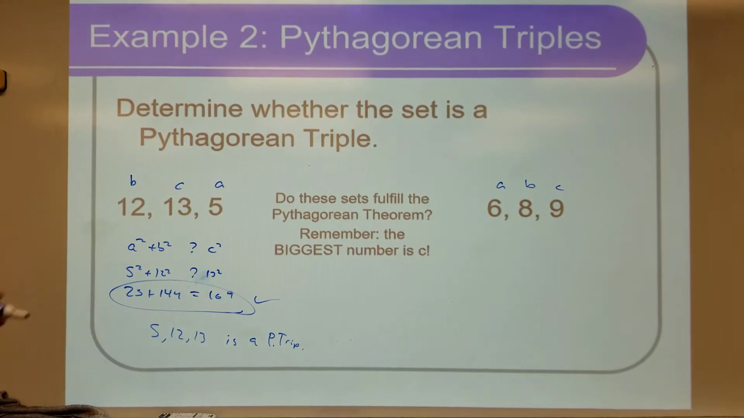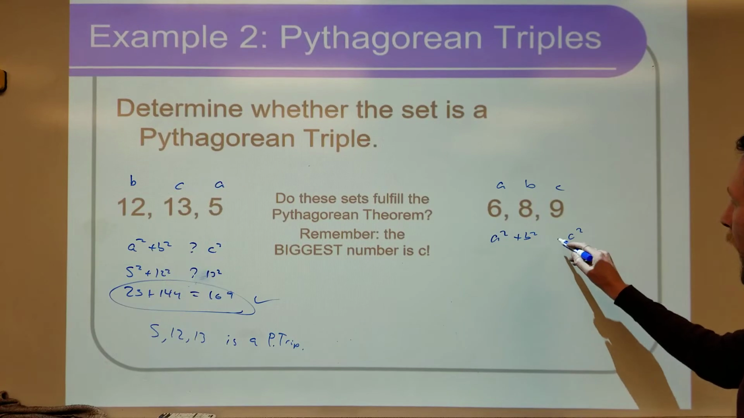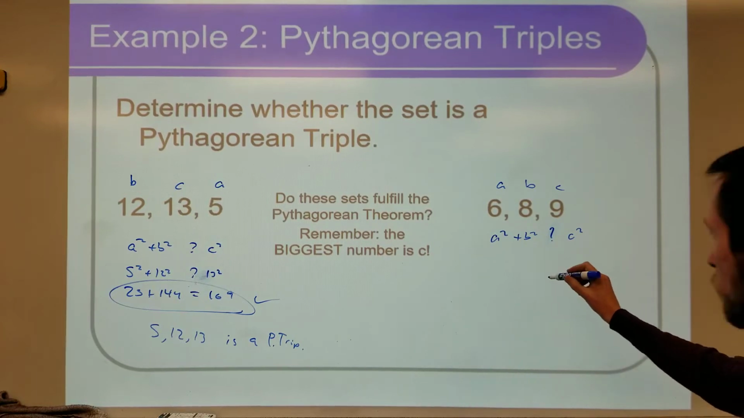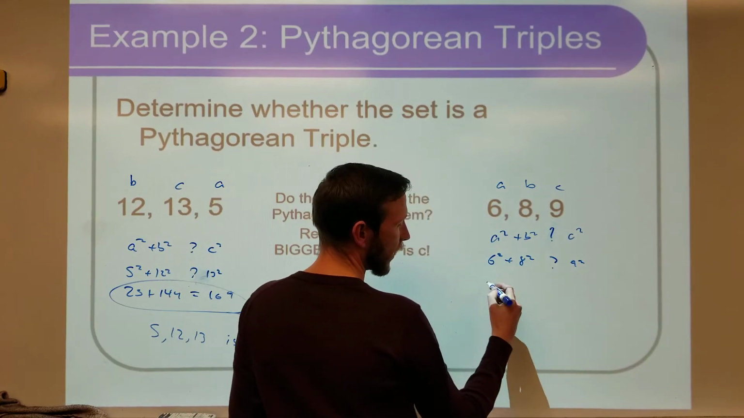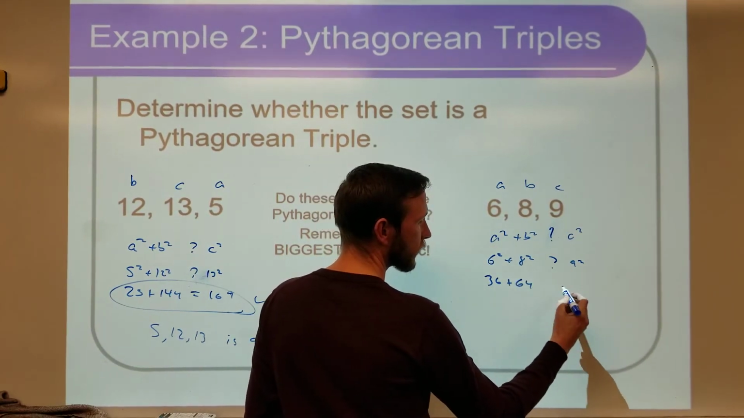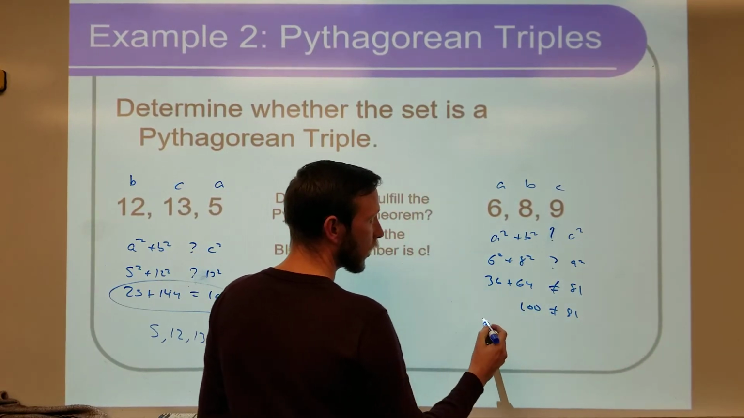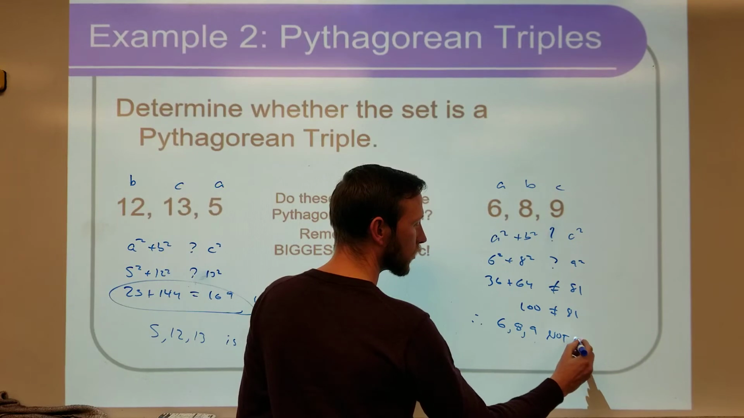With 6, 8, and 9, if you already know that 6, 8, and 10 is a multiple of the 3, 4, 5 set, then we know that this is not going to be a Pythagorean triple. Still, we're going to check it. We're going to write our formula down, and we're going to ask the question, how are those related to one another? Are they equal? Is one greater? Is one smaller? Let's do 6 squared and 8 squared and compare it to 9 squared. If I take 36 and 64, that will not equal 81. 100 does not equal 81. And so therefore, 6, 8, and 9 are not a Pythagorean triple.